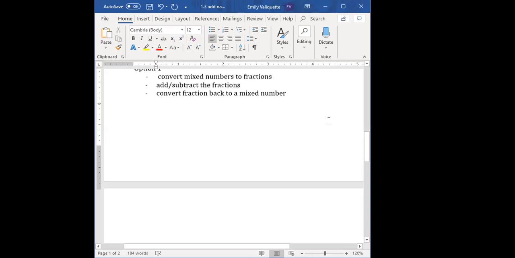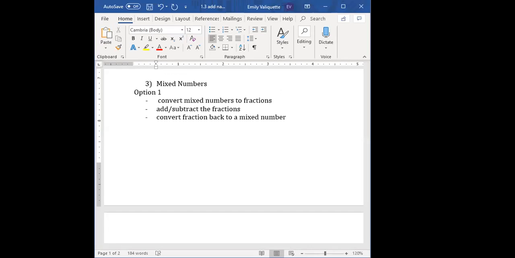Okay, the last type that we're going to look at is how to add and subtract mixed numbers. And there's actually two different ways to do this. Option one involves converting the mixed numbers into fractions and then adding or subtracting the same way that we just learned how. The second option I will go over as well.